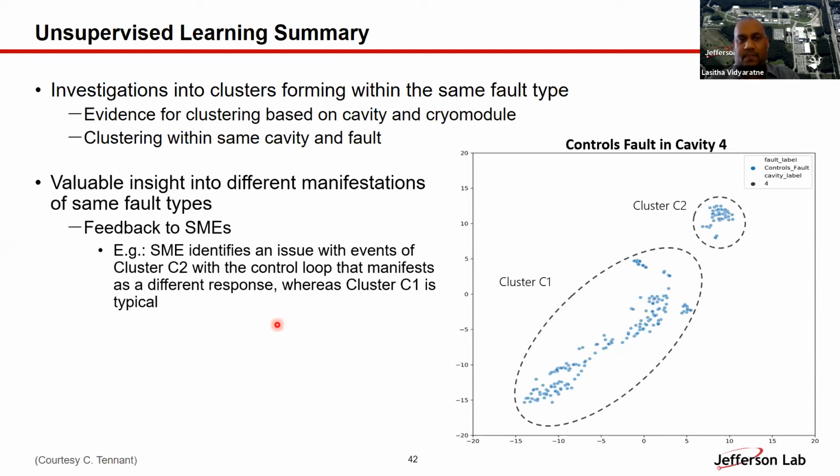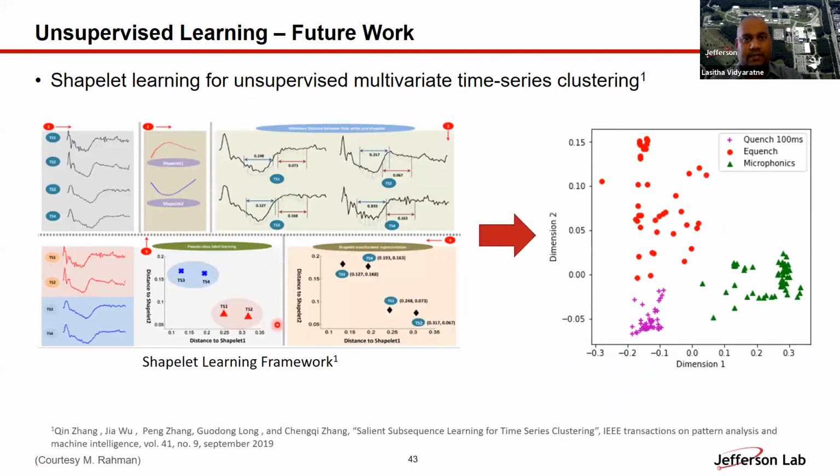So with this kind of anomalies that we see, it confirms to us that figuring out the fault type itself is a very complex problem, and it also warrants further study into unsupervised learning. So we've actually started working on more unsupervised learning in a deeper sense by using a feature learning framework such as this one. It's shapelet learning for unsupervised multivariate time series clustering, which we just started, and hopefully we can provide some results with that in the future.